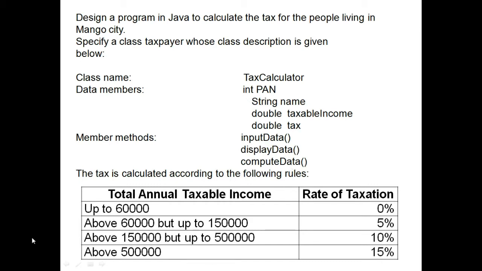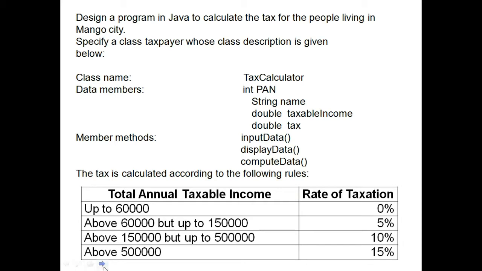For calculation there is a certain table: taxable income up to 60,000, the tax rate is 0; above 60,000 up to 1,50,000 it's 5%; above 1,50,000 to 5 lakh it's 10%; and above 5 lakh it is 15%. So children, let me tell you, these are the functions which divide the program into three different parts. Input part, display is the output, and compute is the process part, okay. And class name is given in this question. Data members are also known as instance variables, okay.